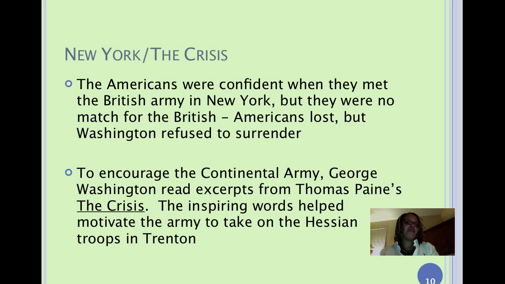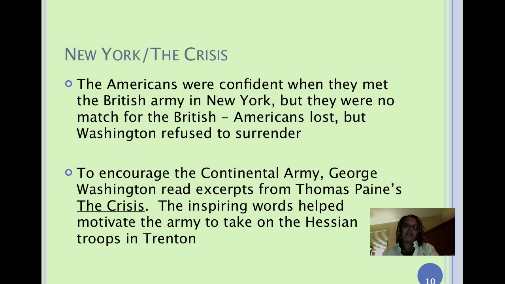And General Howe, if you remember hearing about him last chapter, General Howe from Great Britain thought, okay, this is our chance. George Washington will surrender. They'll realize that they can't take us on. But Washington refused to surrender. He said, we're going to continue fighting. This was just one loss. We'll continue fighting. And the Americans did have several losses.